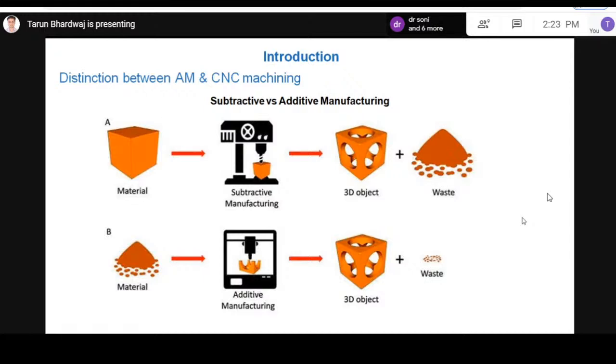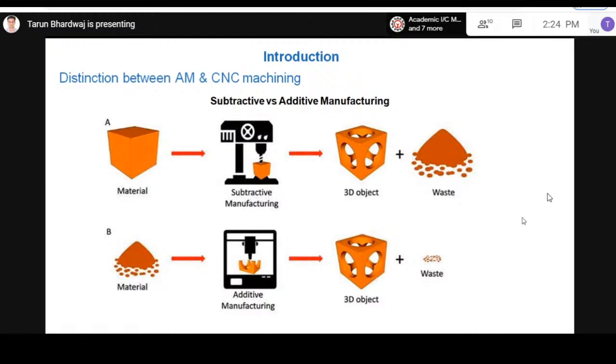And in the B part, in the B line, you can check that there is a material. A material can be in any form. It can be in the form of a powder, it can be in the form of a wire, and after that, that particular powder or wire we just melt down by using an energy source. For metals, we are using lasers and electron beams, and for polymers, we are just using small heaters, because they have a melting point of nearly 200, 300, 500. And after that, with the additive manufacturing process, we get the 3D object plus waste.